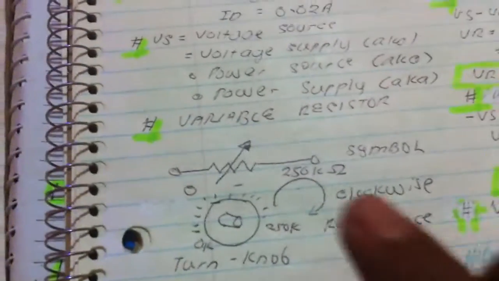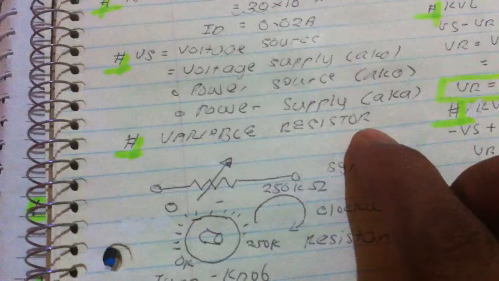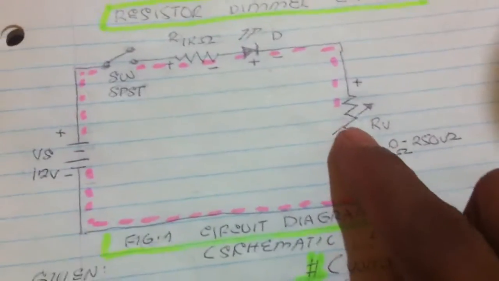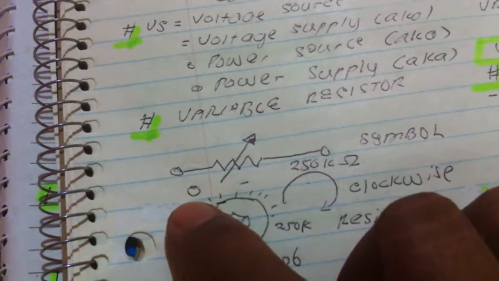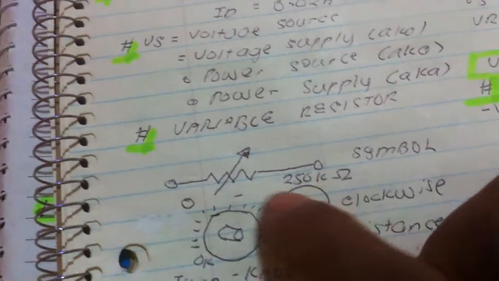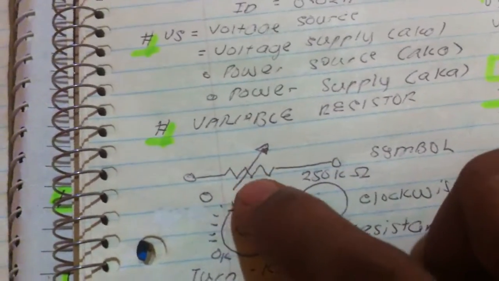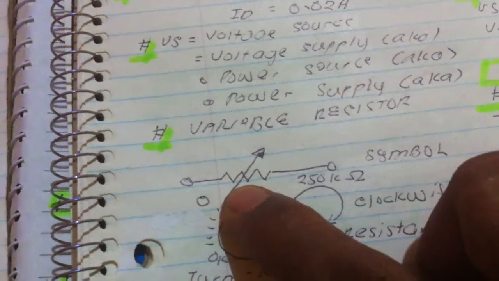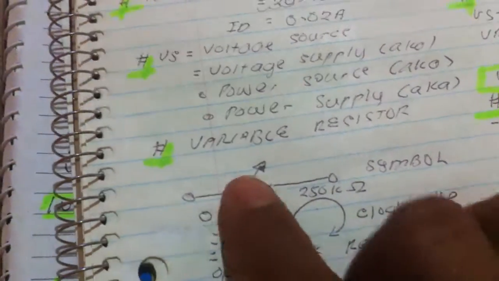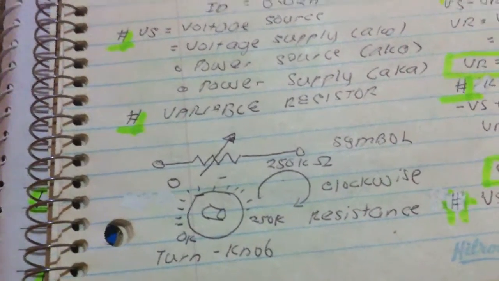So in here we have the symbol for variable resistor. This one, that's the symbol. See, we have resistance of 0 to 250 kilo ohms. And this symbol has an arrow crossing into the resistor symbol. So it means it's variable. That's why they call it variable resistor.